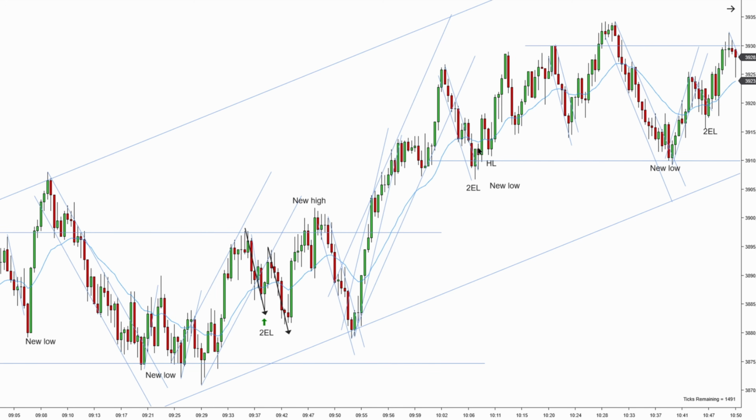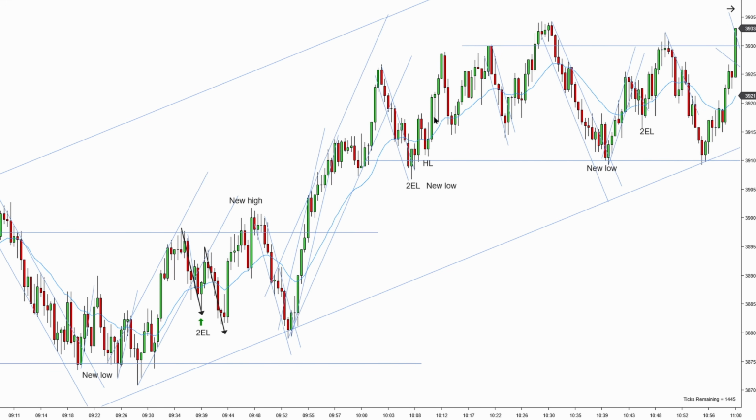So if you see something wrong with the second entry long like this, if you see an additional push above EMA and EMA holding, the confirmation setup high low is going to confirm that the second entry long is okay and you can take the high low. But look at the signal bar here. You can't take it.